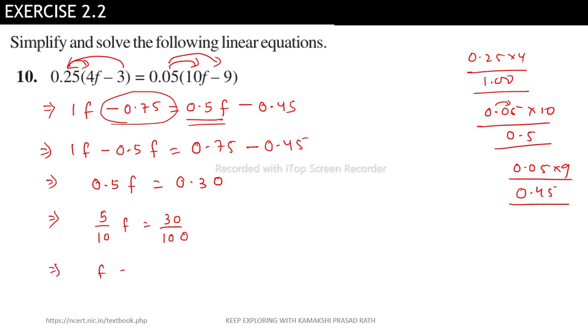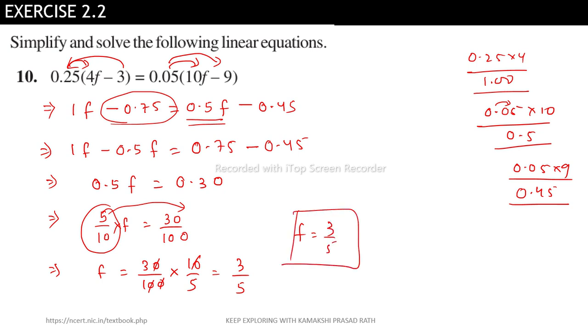Now let's do the shifting. 5 by 10 is multiplied, so its reciprocal will be multiplied. When 5 by 10 moves to the right hand side, it becomes 10 by 5, because 5 by 10 is multiplied here. We have to take care of that. This 0 gets cancelled, as we are dividing by 10. So the final answer is f equals 3 by 5.